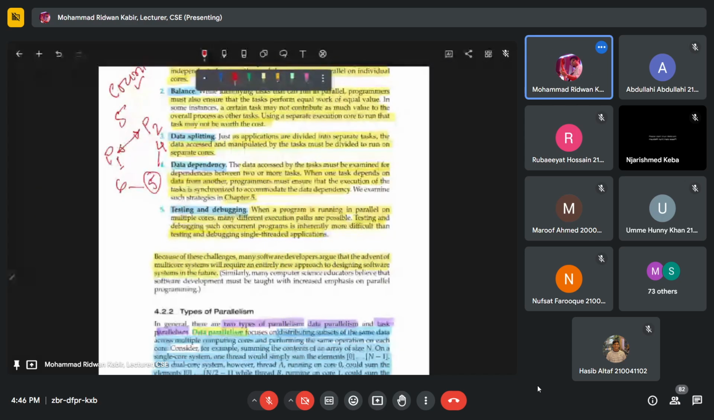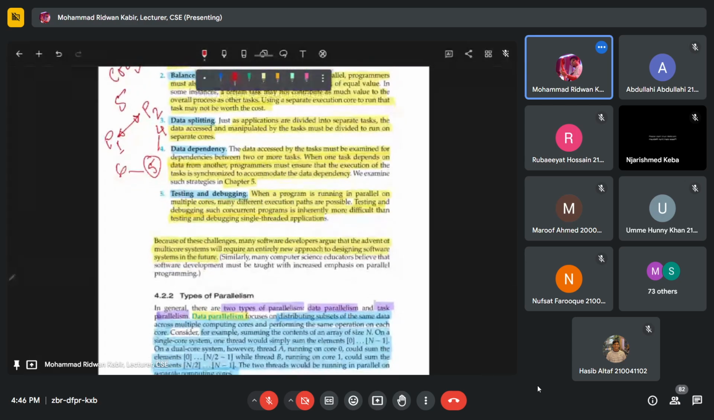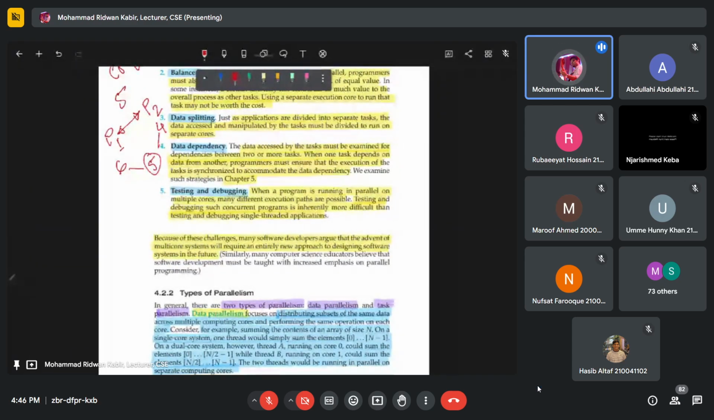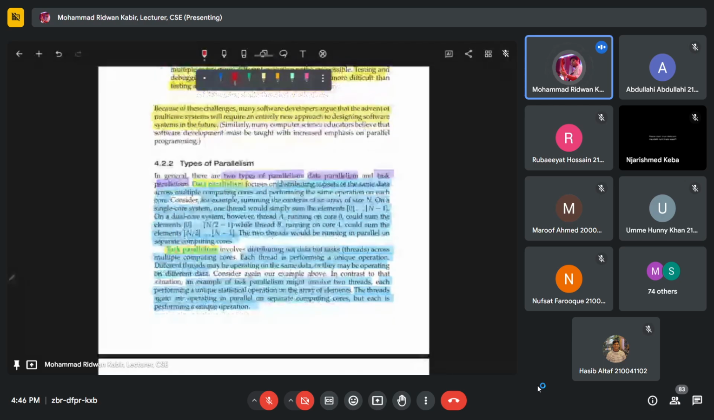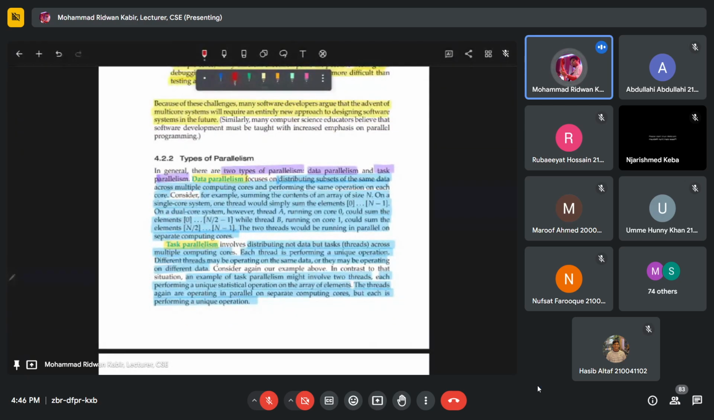Now, since we are talking about parallelism, this brings us to the types of parallelism, and there could be two types of parallelism. One is known as data parallelism, and the second one is known as task parallelism. Now, what is data parallelism? Let's say you have an array of integers 1 to n, right? And in case of data parallelism, you basically divide this array into, let's say, two halves.